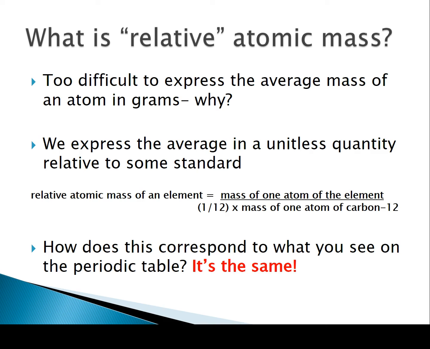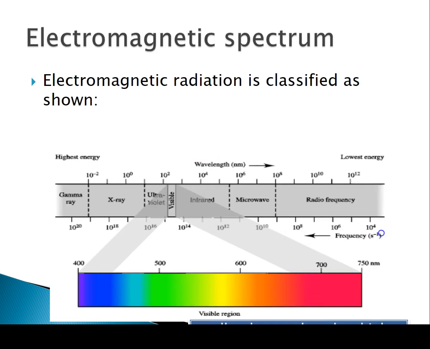Now, generally they don't ask you to calculate relative atomic mass because you could just look at it on the periodic table. But you do need to know that carbon-12 is the standard that is used for deriving those masses. Now, how does that correspond to what you see on the periodic table? Well, by now we all know that the mass for each element on the periodic table is the relative atomic mass in grams per mole. So it's essentially the same. We just use a different unit.